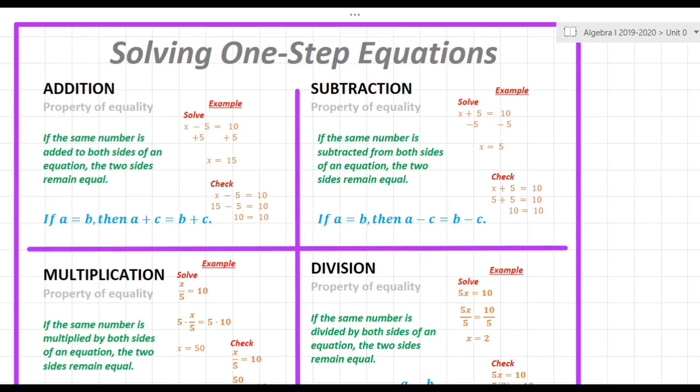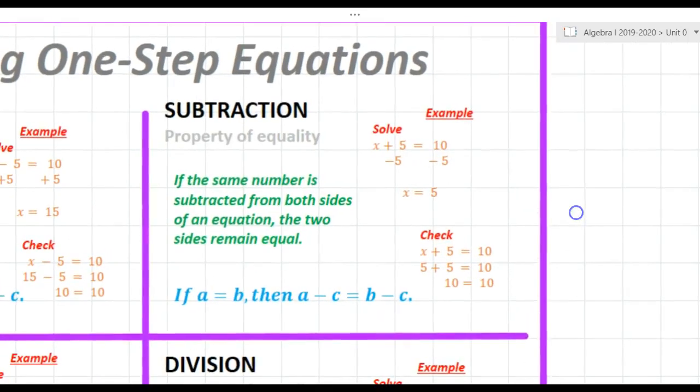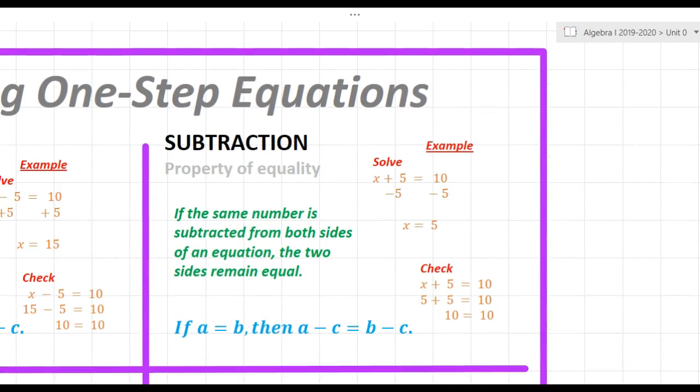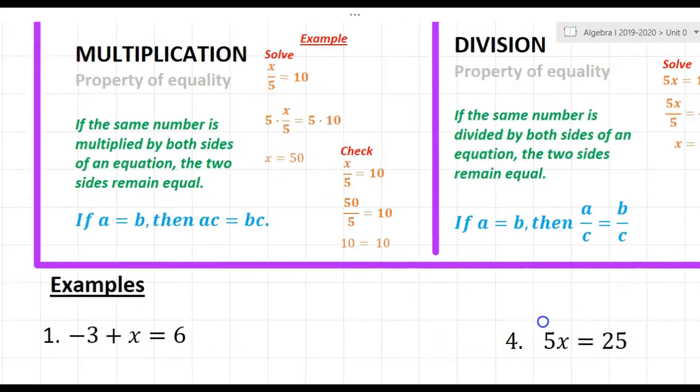Subtraction. If the same number is subtracted from both sides of an equation, the two sides remain equal. So if A equals B, then A minus C equals B minus C. The example, x plus 5 equals 10. If I subtract 5 from both sides, I'll get x equals 5. If I sub x equals 5 back into the original equation to check, I get 10 equals 10, meaning my equation is balanced.